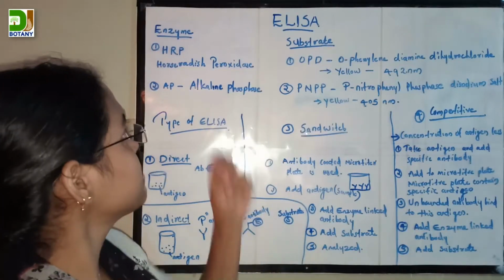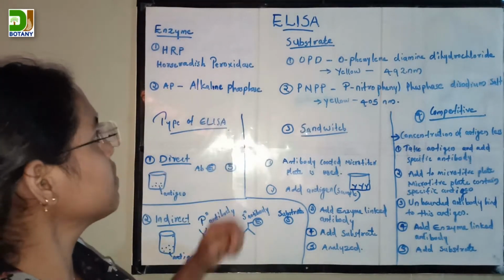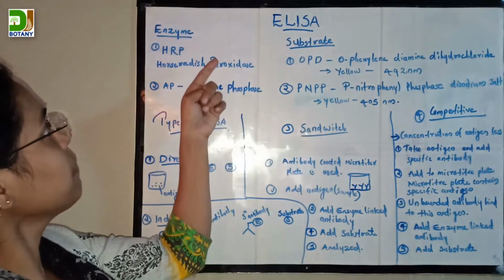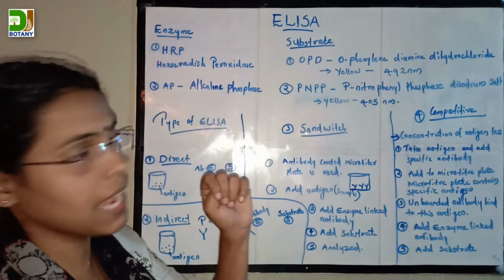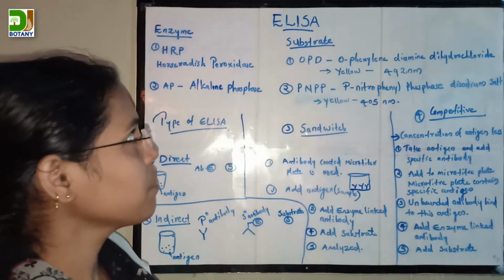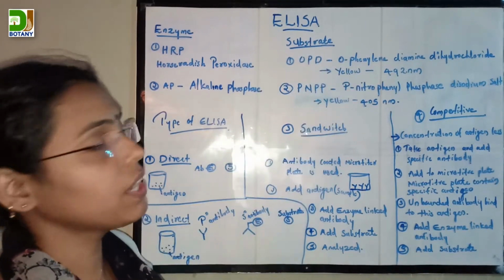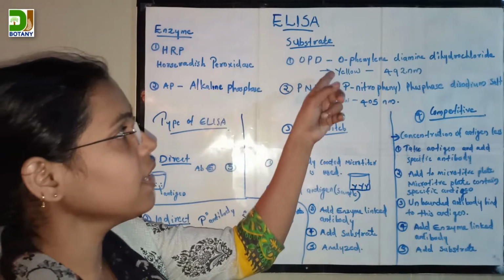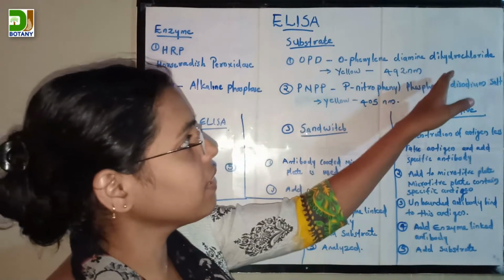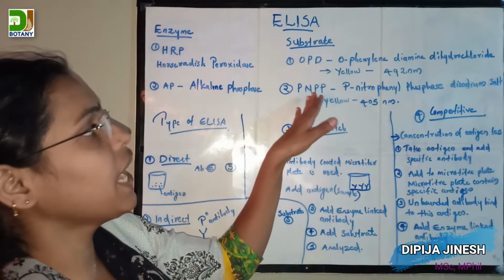Now next, the enzymes used in ELISA techniques. Mainly two enzymes are commonly used. The first one is HRP type and the second one is AP type. HRP means horseradish peroxidase enzyme, and AP means alkaline phosphatase enzyme. Based on these enzymes, two substrates are commonly used. The first one is OPD, which means O-phenylenediamine dihydrochloride, and the second one is PNPP.